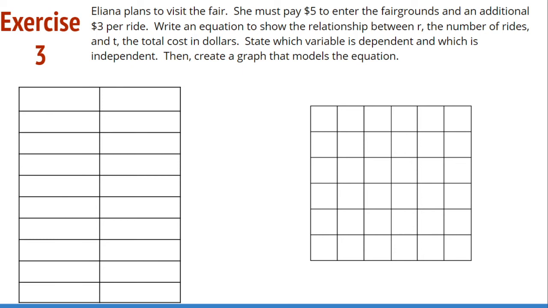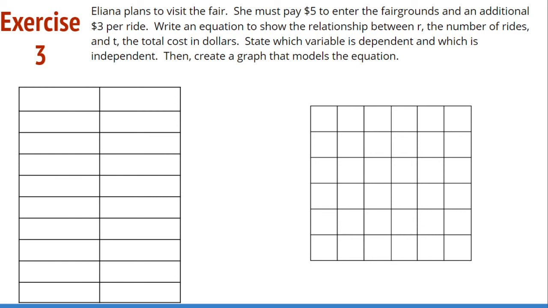All right, let's look at exercise 3. So Eliana plans to visit the fair. She must pay $5 to enter the fairgrounds and an additional $3 per ride. Write an equation to show the relationship between R, the number of rides, and T, the total cost in dollars. State which variable is dependent and which is independent, then create a graph that models the equation.